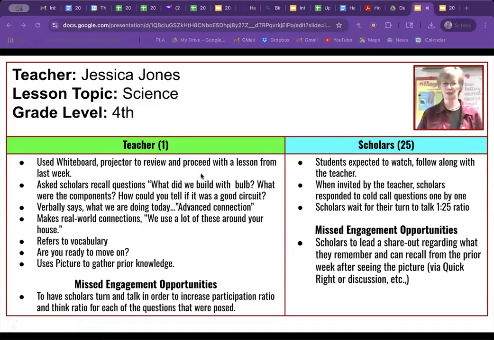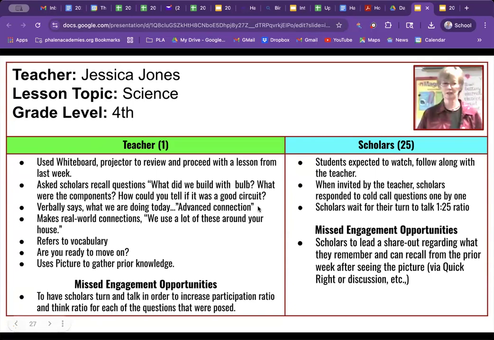Here are some missed engagement opportunities. I'm going to read this so you can see that. The teacher down here at the bottom could have had scholars turn and talk in order to increase participation ratio and think ratio for each of the questions that were posed. And so you've seen us, you've been participating, this is your second day, and you've been able to do some turn and talks, right? That is a way to increase participation ratio, right?